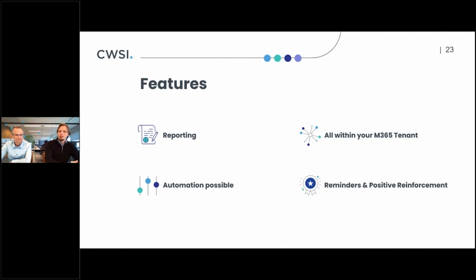So automation is also a very important one. You can automate simulations, configure them beforehand to make it possible to create less administrative overhead. And reminders and positive reinforcement are included. So there are automated reminders for people who need to follow training. And you can also use positive reinforcement if somebody did report a phishing email and deleted it.